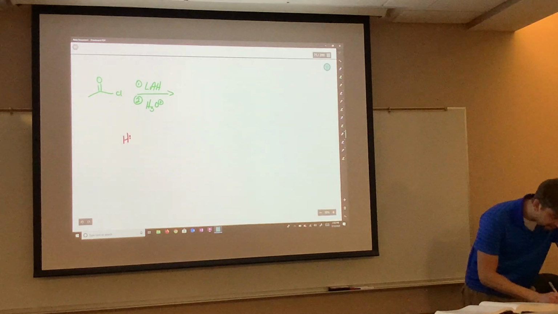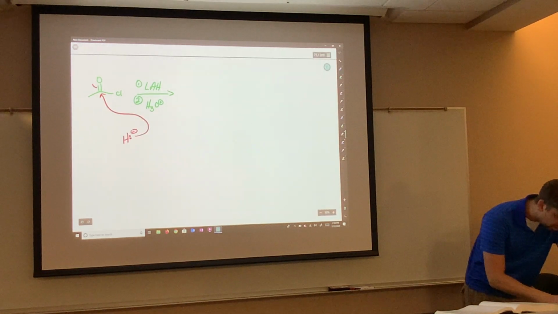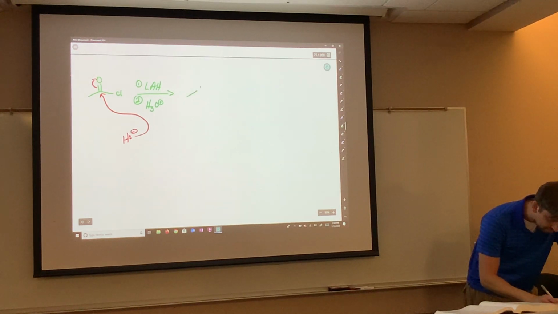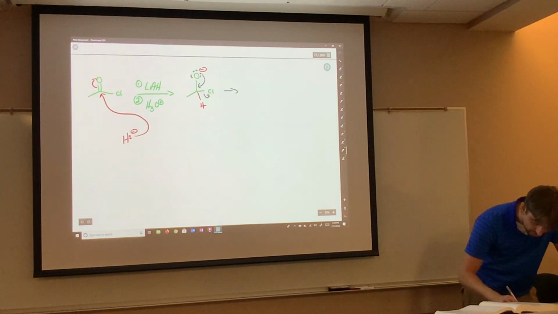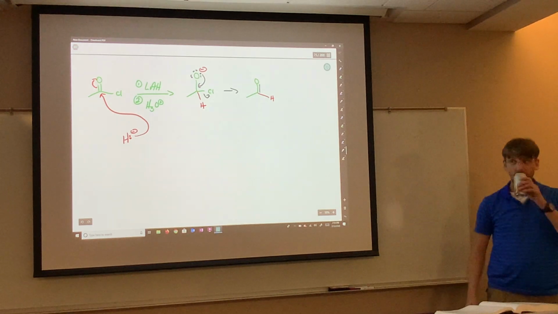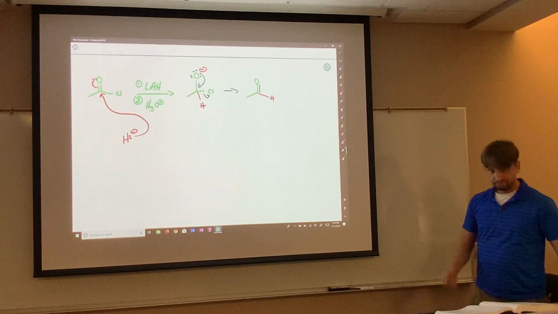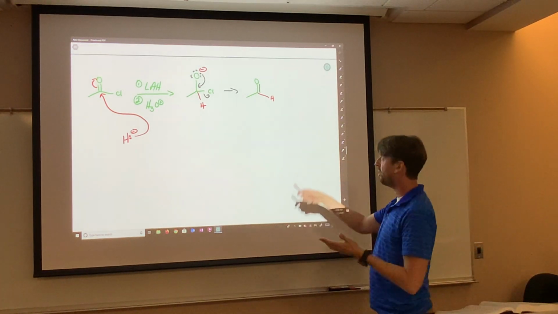So we bring in our hydride, H minus. We open the door. We close the door because we identify a good leaving group. The chloride is a good leaving group. There's this, that is in black. Cool. Now what? Well, we have an aldehyde.